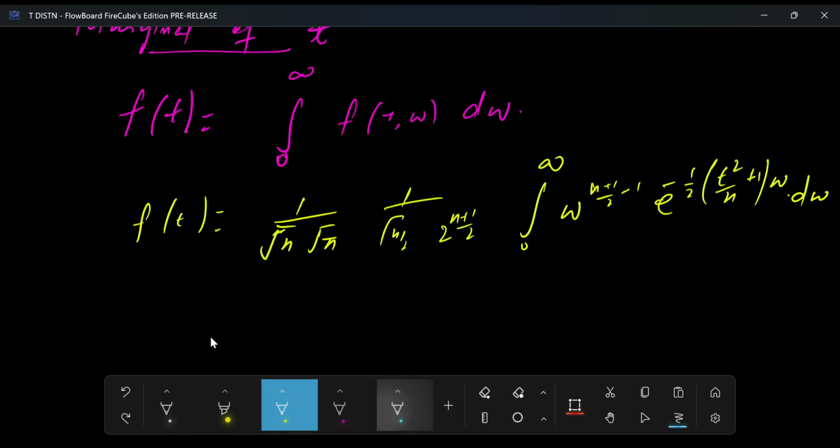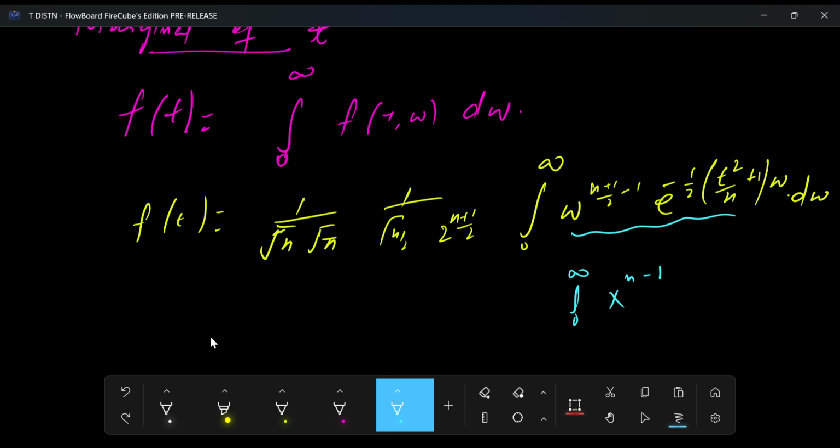Now look at this term. This is simply integral 0 to infinity x raised power n minus 1 e raised power minus ax. So what's the formula for this integral? This is simply gamma n upon a raised power n.